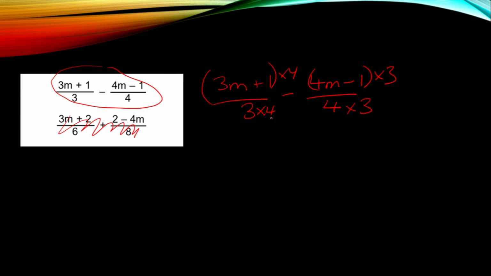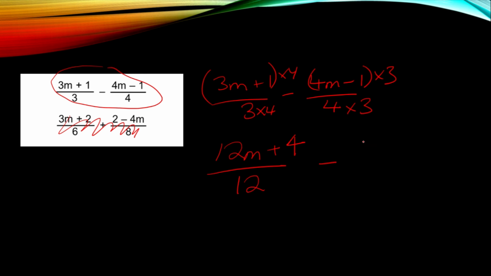But anyway, whatever you do to the bottom, you do to the top again, with both sides. So what's 4 times 3m, Will? I think it's 12m. Is that right? Yes, that's right. And what's 4 times 1? It's 4. Yes, I've got it right. Good.